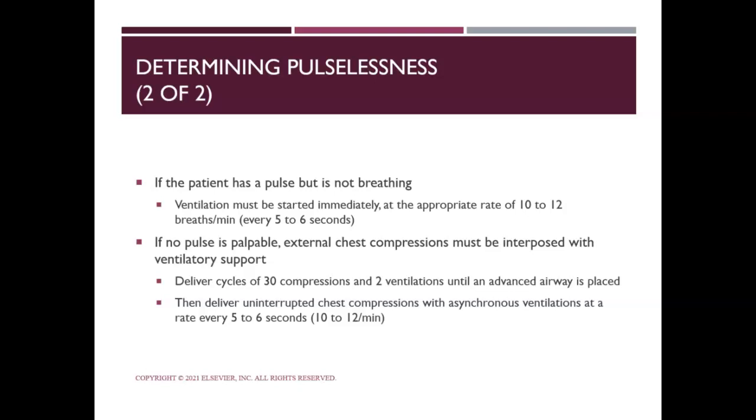So if no pulse is palpable, that's when you begin compression. If you're a hospital worker, which you all will be, you're checking for a pulse. If there is a pulse, you're just going to do rescue breathing, one every 5 to 6 seconds. If there's no pulse, you're going to start with chest compressions, 30 compressions to every 2 ventilations until an advanced airway is placed. Once an advanced airway like an ET tube is placed, that's when we can start doing asynchronous ventilation and compressions, where we're just doing continuous compressions and we're ventilating every 5 to 6 seconds again.